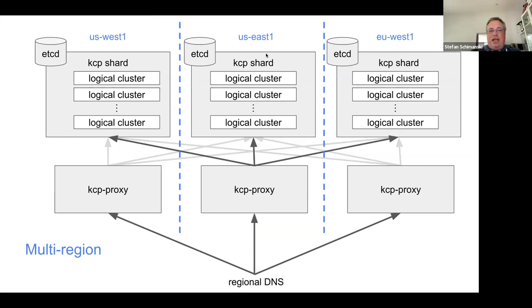So basically, everything which is not in a logical cluster, but somewhere in this gray area around a shard, is eventually consistent or replicated in an eventually consistent way to all the other shards. Instead of a logical cluster, it's just etcd semantics, as you know it from Kubernetes. But outside, it's a little different. So multi-region is also a thing which is possible with KCP.